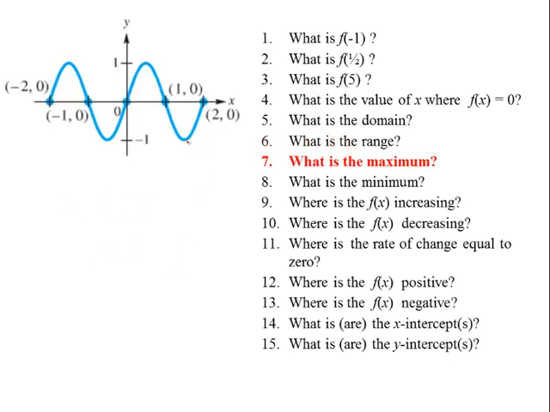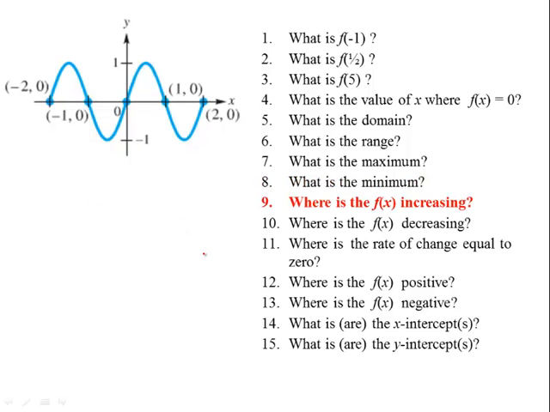Number 7, what is the maximum value? So when we're asked this question, we're saying what is the largest y value for this function, and we see it occurs here and here. So the maximum value is when y is 1, or when f of x is 1. Number 8, what is the minimum? What is the smallest y value? We see that occurs here and here at negative 1. So the minimum is negative 1.